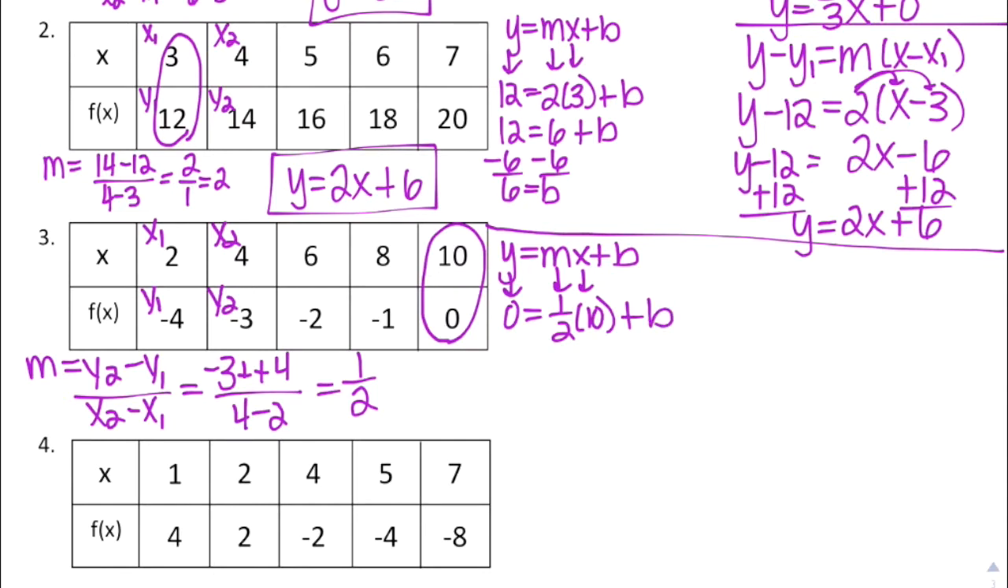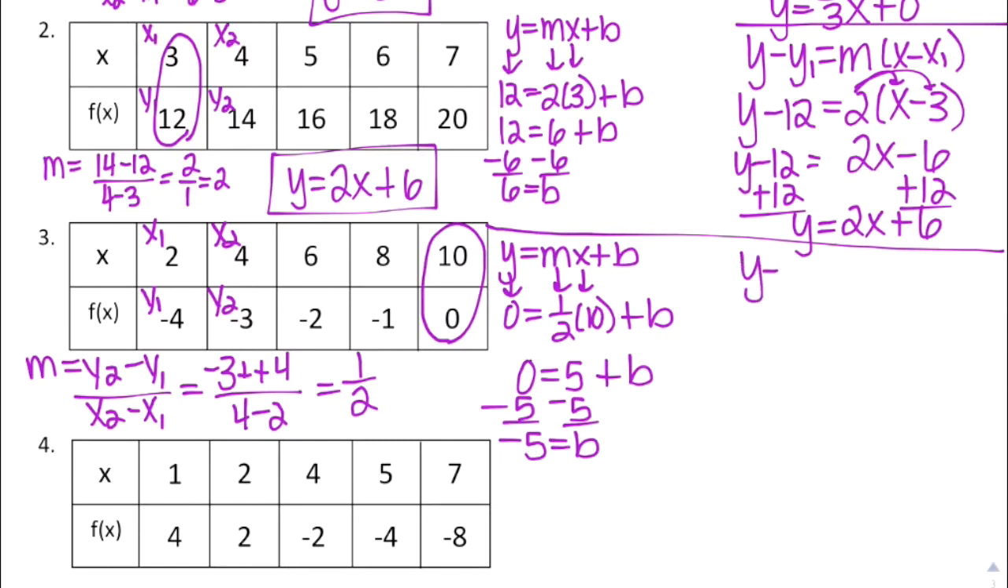Don't let that fraction mess you up. Half of 10 is just 5. Now, when I get 5 or b by itself, I subtract the 5, and my b is negative 5.